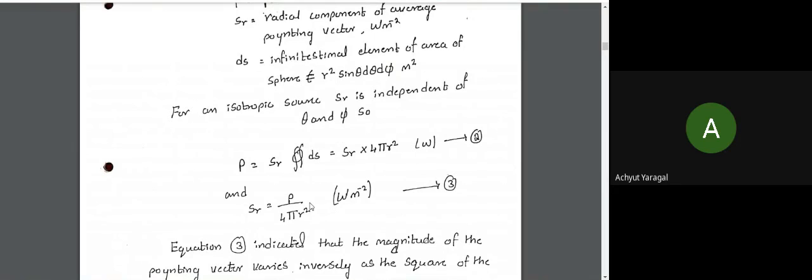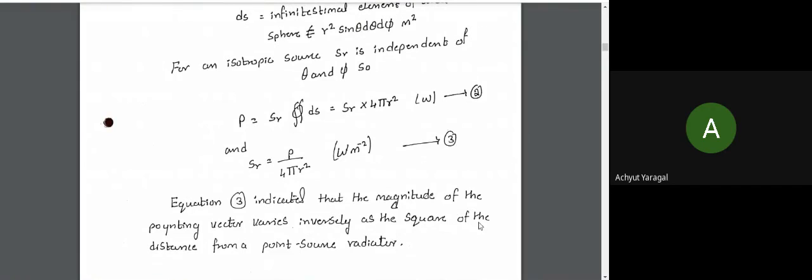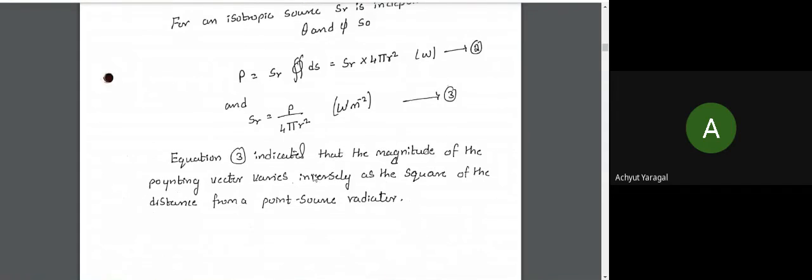So what exactly equation 3 indicates is that the magnitude of the Poynting vector varies inversely as the square of the distance from the point source radiator. SR is inversely proportional to r square, SR equals P divided by 4 pi r square. This is how we can describe the power theorem.